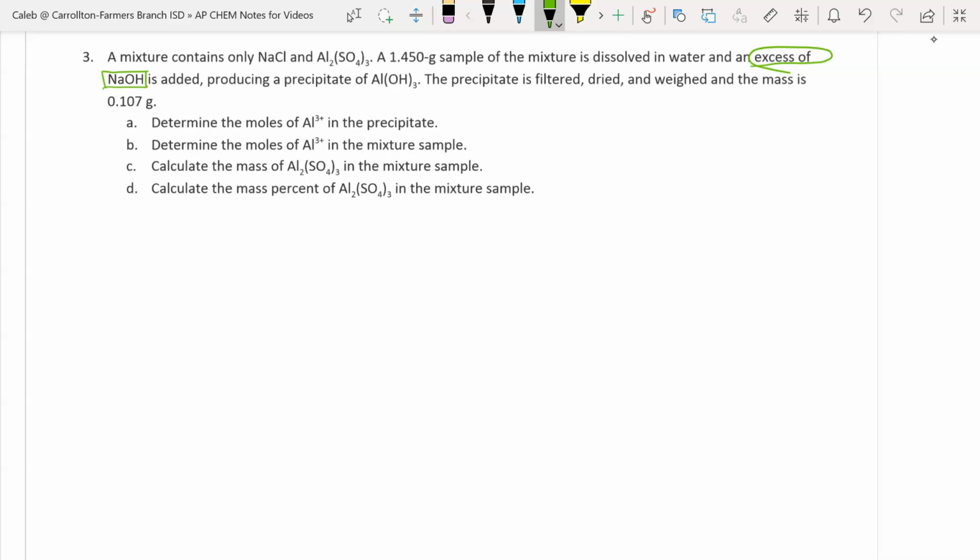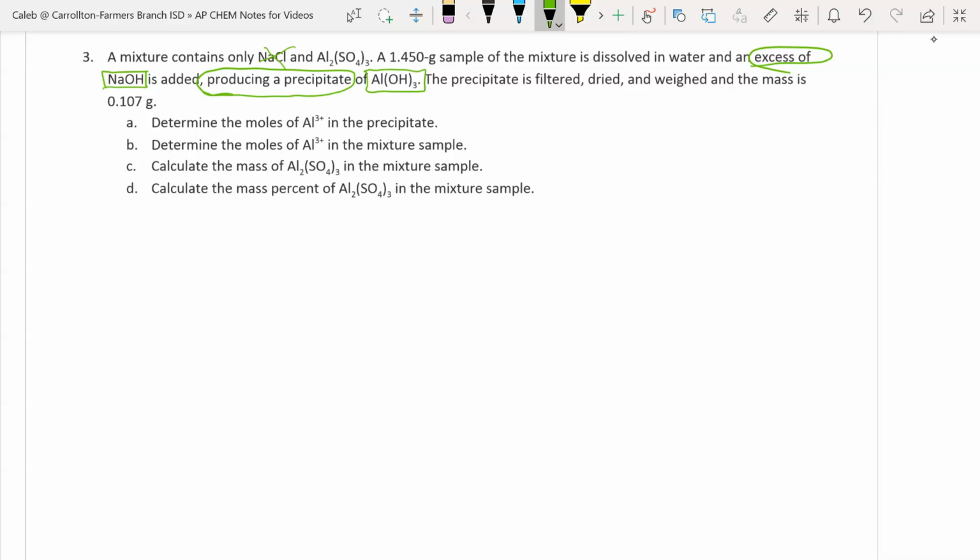Well, if I have Al(OH)3 that is produced, so it produced a precipitate of Al(OH)3, well, that tells me that aluminum is the thing that reacted with the hydroxide, not sodium, not chlorine. Aluminum is the one that reacted with this. So I don't really care too much about sodium chloride right now. I only care about the aluminum sulfate because it is going to be completely consumed to make aluminum hydroxide.